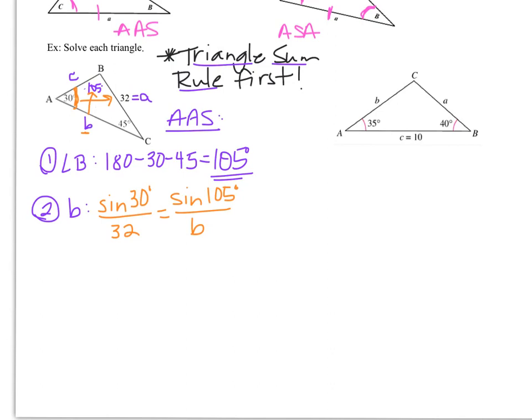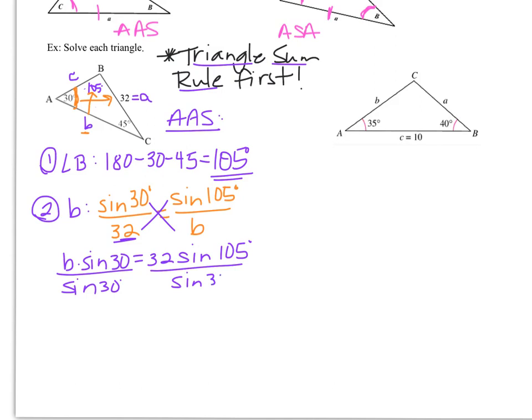And then I said to cross multiply. So I'm going to take little b times sine 30 and set that equal to 32 times sine 105. The nice thing about cross multiplying is we automatically get rid of the fractions. We do need to get b by itself, however, so let's go ahead and divide both sides by sine 30.